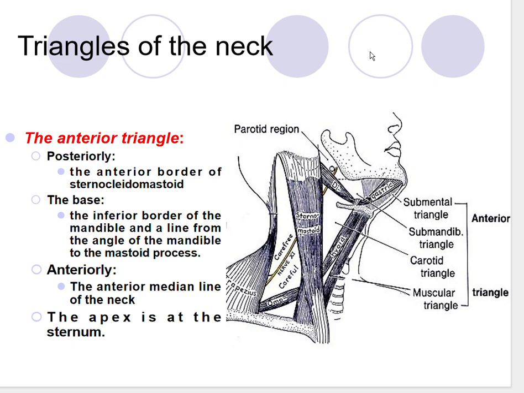For the anterior triangle, we had mentioned it's divided into four triangles, right? Submental triangle, submandibular triangle, the carotid triangle, and the muscular triangle. Posteriorly, it's bounded by the anterior border of the sternocleidomastoid. The base is the inferior border of the mandible, right? Remember that. Inferior border of the mandible, and a line from the angle of the mandible to the mastoid process. You very much see it even when you dissect a cadaver. Anteriorly is the anterior median line of the neck. The apex is at the sternum.